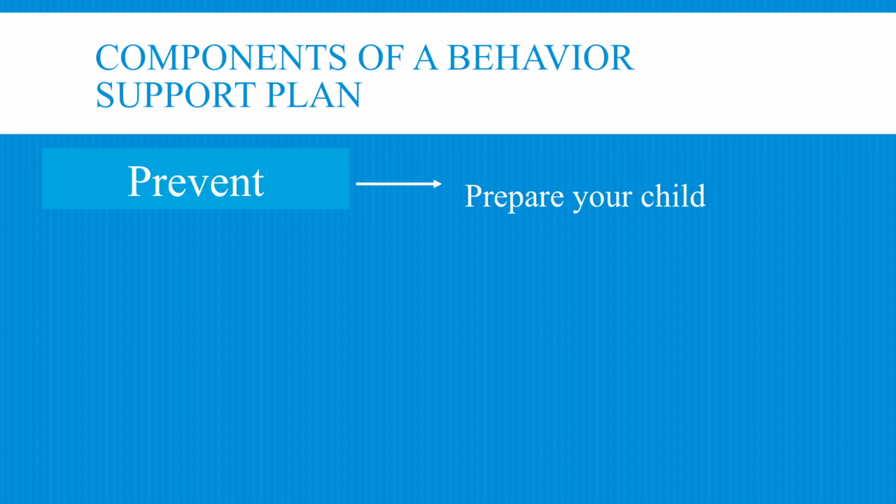The first component focuses on preventing challenging behaviors. Prevention strategies are actions family members can take to prepare your child prior to a situation where they've used challenging behaviors in the past. Once developed, prevention strategies are most effective when used prior to these routines and activities.